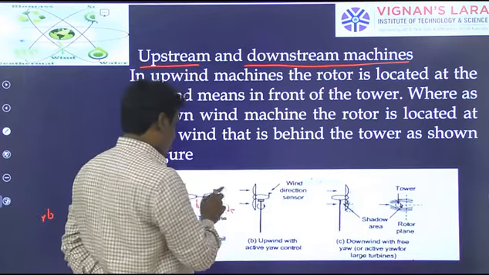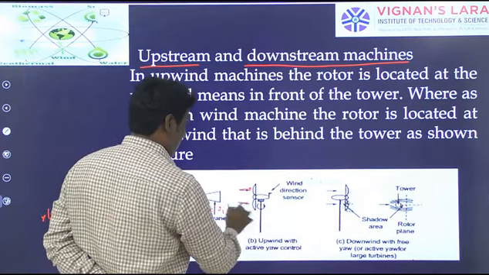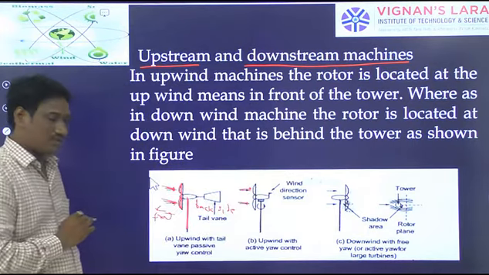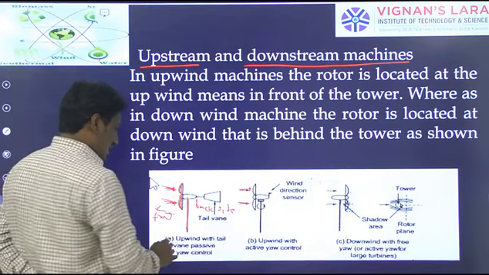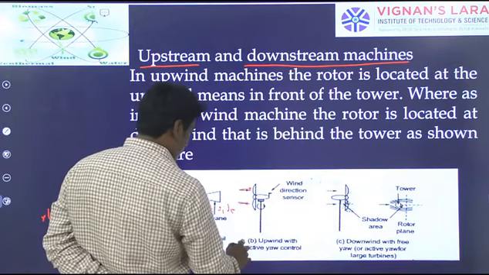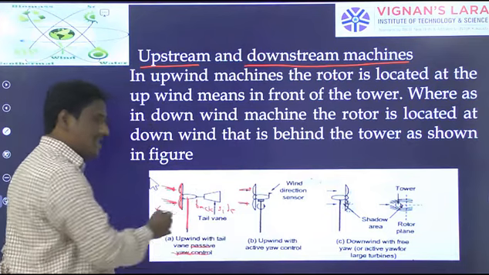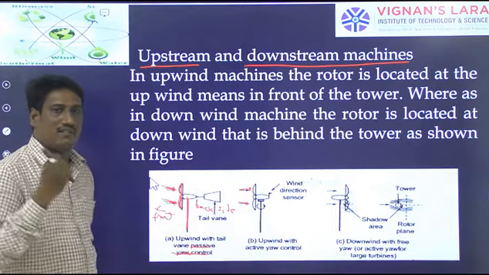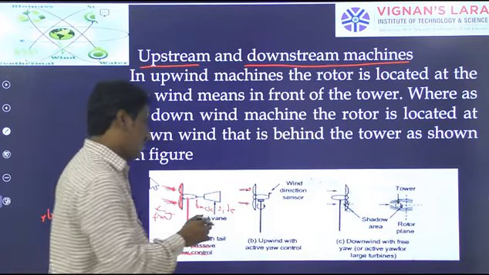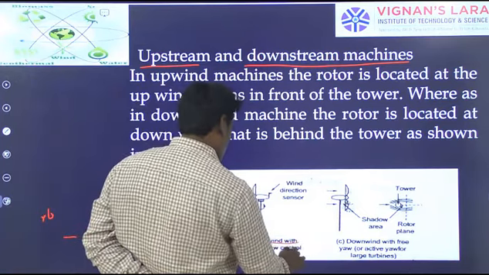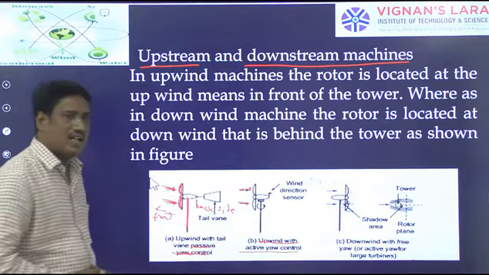Here I have represented two types of upwind machines. One is the passive yaw control mechanism, where a tail vane is there and we have to rotate it manually. The next one will be upwind with yaw to yaw control.